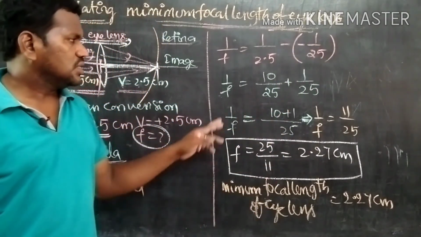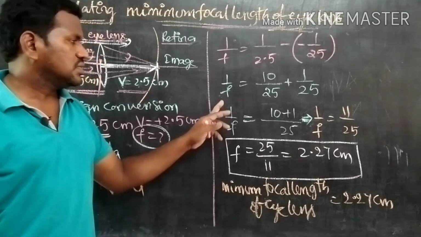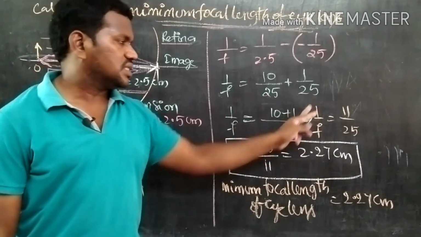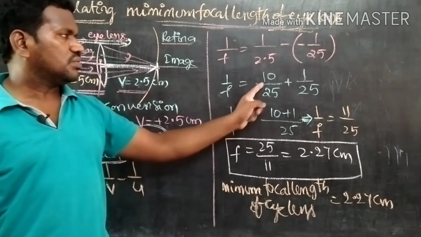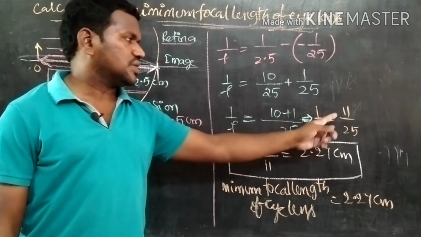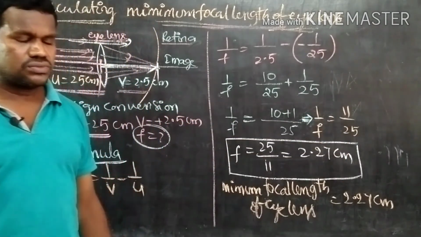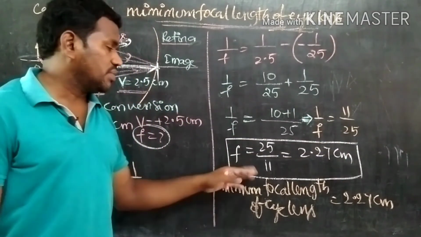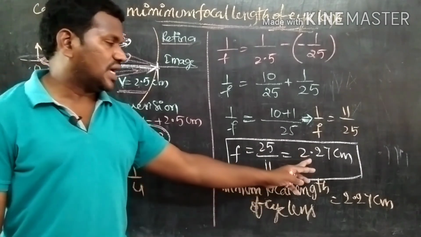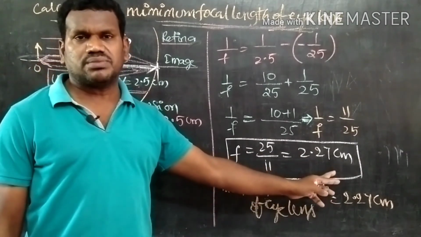Now let us see, if you take the LCM, on the left hand side 1 by f is there, equal to, LCM is 25. In the numerator you get 10 plus 1. That means 1 by f is equal to 11 by 25. But I require f, so by reciprocating, we get 25 by 11. The value is 2.27 centimeters.